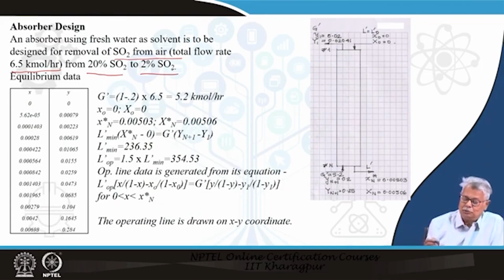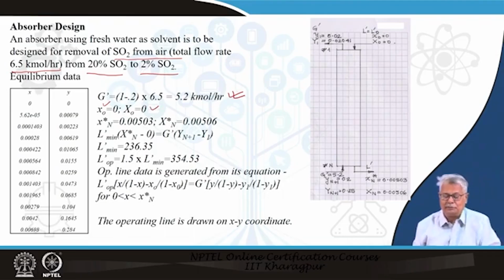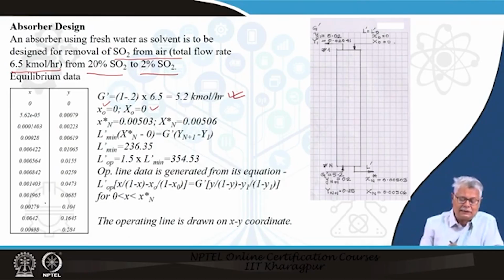So quite naturally what we do is basically we find out G dash, which is the solute free gas flow rate and which remains constant all through. We are going to use fresh water. So naturally, mole fraction of SO2 in my water that comes in is 0 and corresponding X0 is also 0. Now what we do is, we look at the equilibrium data which is available here. It's in mole fraction directly. Corresponding to this particular yn plus 1 equal to 0.2, which is approximately somewhere in between these two, we find out by interpolation the corresponding X value is this.